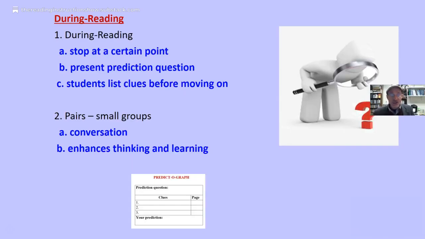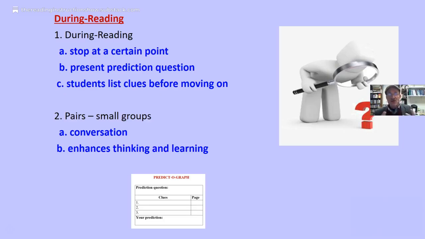As a during-reading activity, you're reading together or they're reading silently, you ask them to stop at a certain point, or you stop at a certain point, and then you present the prediction question. What do you think will happen when? And students list the story clues before moving on. You can do this in large group out loud, or they can do that by themselves or in pairs with a predictograph. Everyone reads to a stopping point, and then you present the prediction question.